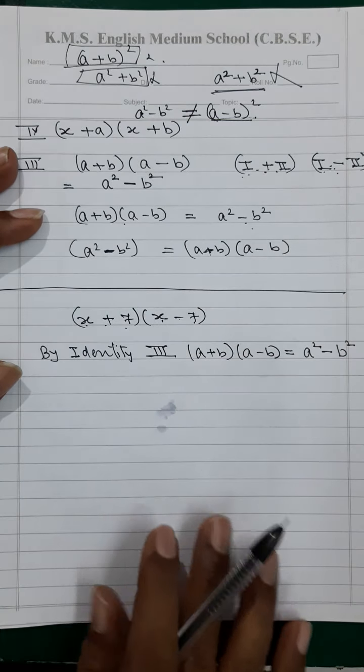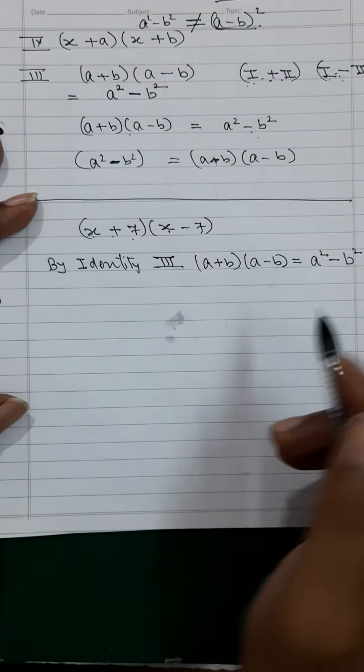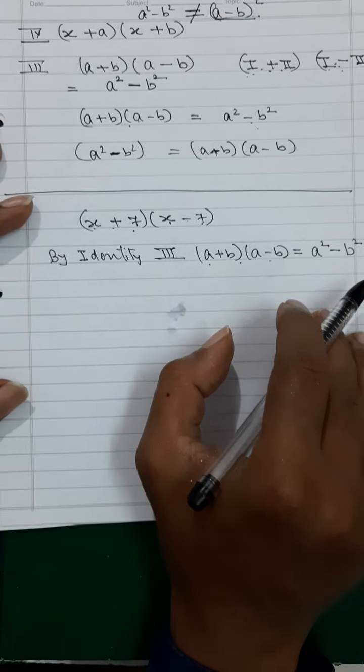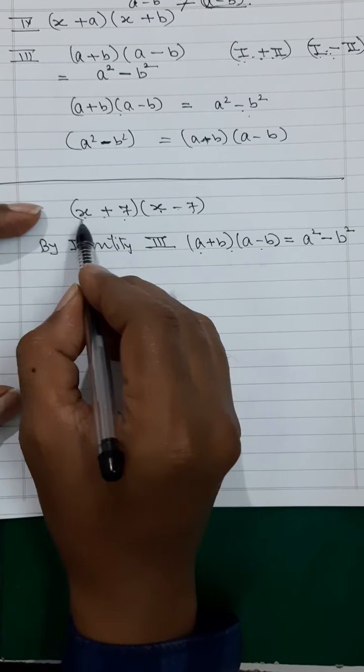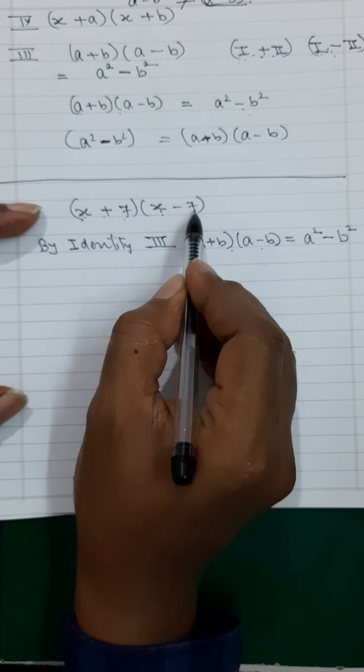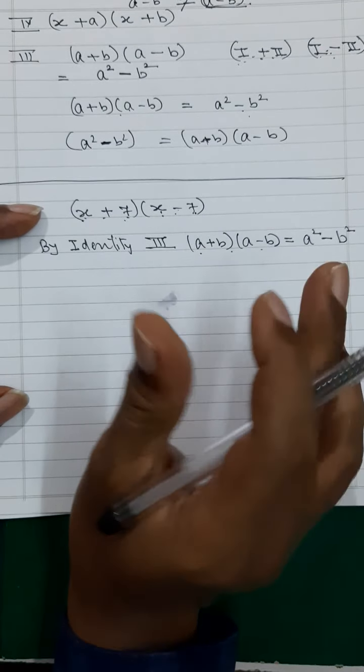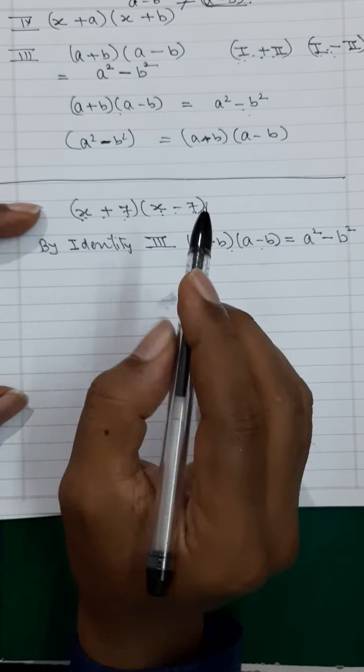Okay. So here I have written, so using this identity, a plus b into a minus b is equal to a square minus b square. What do I get? See here, that means first term equal, second term equal. The signs in between are opposite. So what do I write?